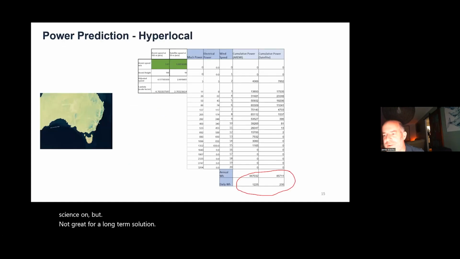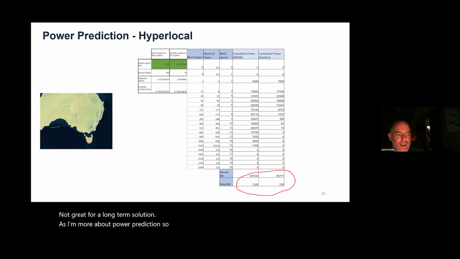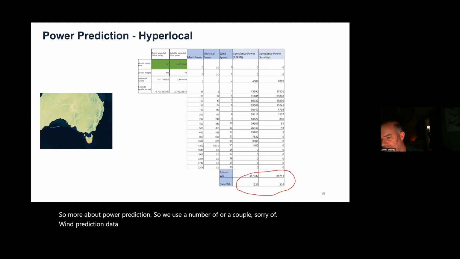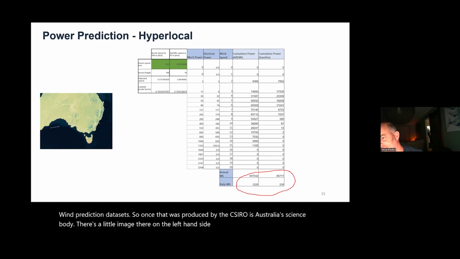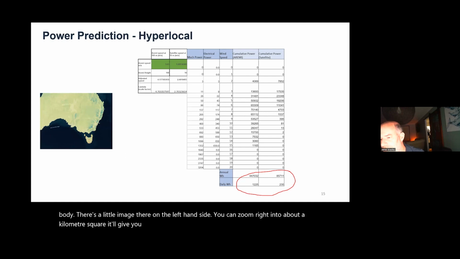So, more about power prediction. We use a number of wind prediction data sets. One was produced by the CSIRO, Australia's science body. There's a little image there on the left-hand side. You can zoom right in to about 1 kilometre square, and it'll give you average wind speeds over history. The other data set that we use is the NASA wind data set.